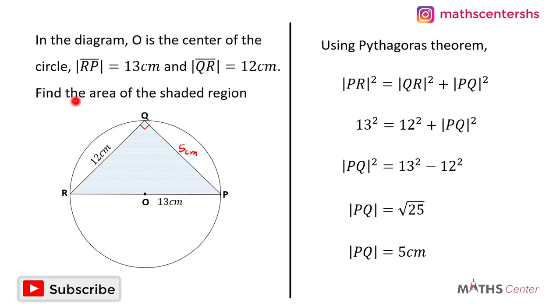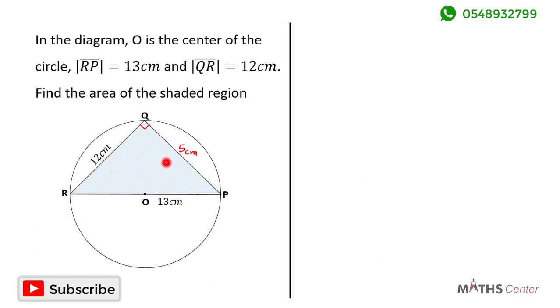Remember, the question said we should find the area of the shaded region. And the shaded region is the triangle PQR. We have the length of the base of the triangle and the length of the height of the triangle. So we can find the area of the triangle. From mensuration, we know that the area of a triangle is given by the formula half times the length of the base times the length of the height. In this triangle, the side QR is the base and the side PQ is the height.